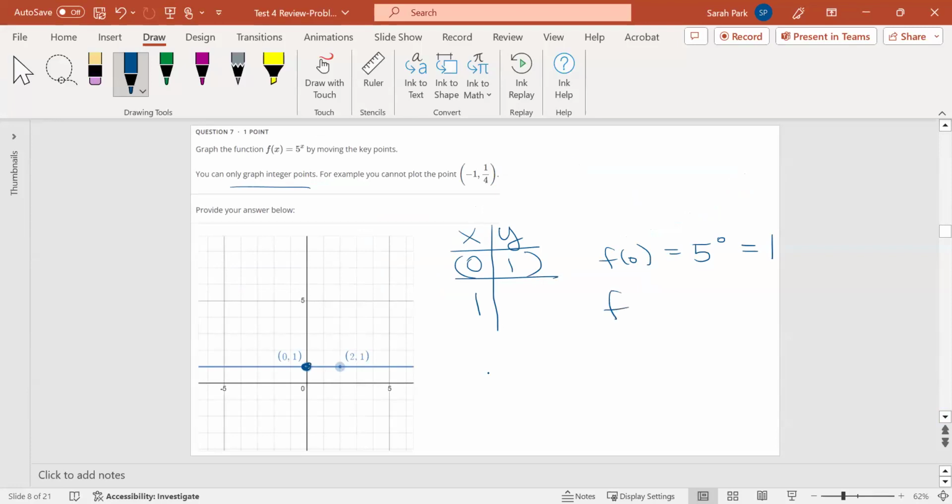To get my second point, we have f of 1 equals 5 to the first. So this would be 5. And so you would literally move that point to 1, 5. This is a screenshot, so I can't move this point, but you would just literally move that point. And so then you would get a graph that looks like this.